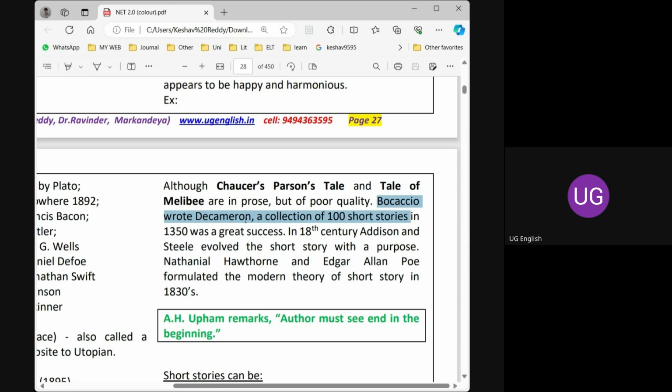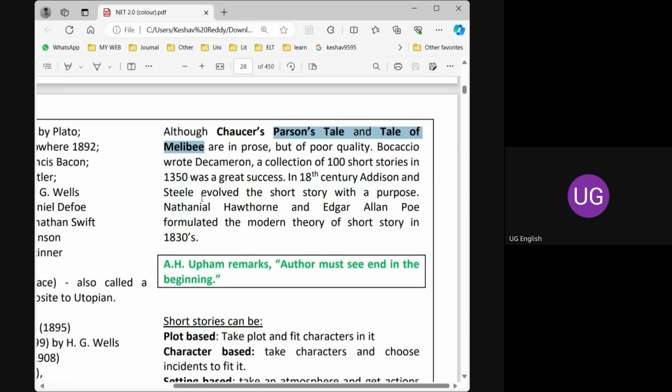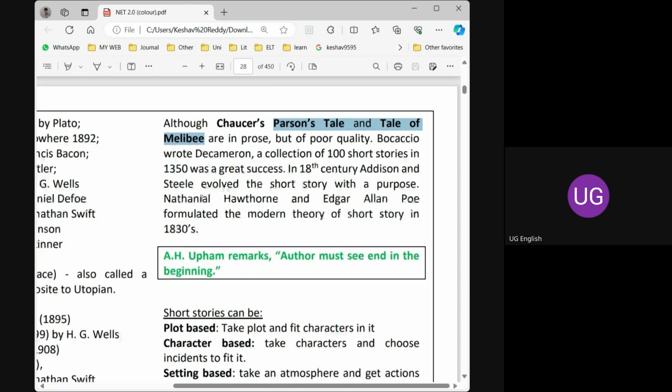Even Chaucer planned to write more than 100 stories, but only 24 are finished, and we have only 24. And out of that, only two stories are written in prose. The remaining are written in poetry. Now these two tales are very important and frequently asked in examinations: Parson's Tale and Tale of Melibee. Those two tales are the first examples of short stories.